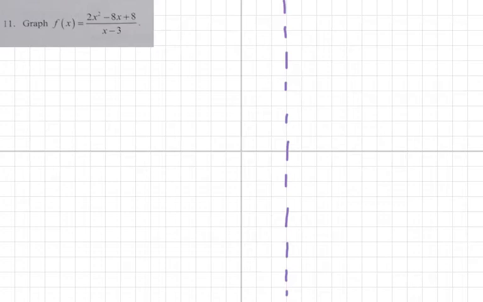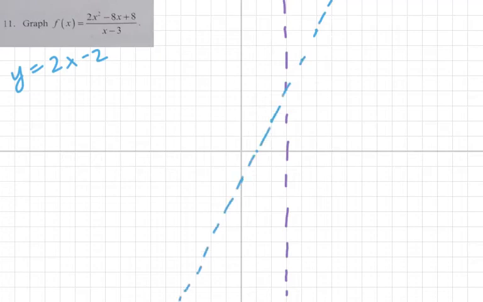Now remember, I can graph that slant asymptote, y equals 2x minus 2, by starting at the y-intercept, negative 2, and going up 2 over 1, up 2 over 1, and so on. I'm going to graph this as a dotted line. Okay, so that's my slant asymptote.